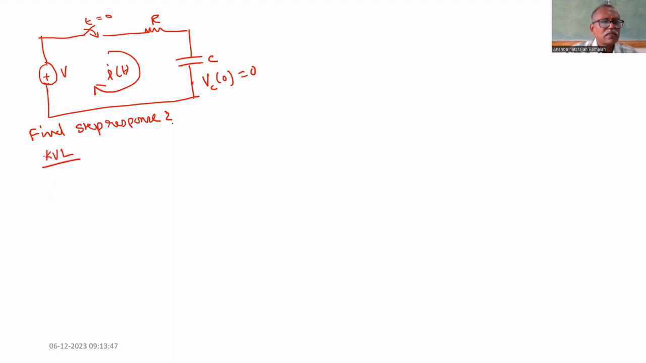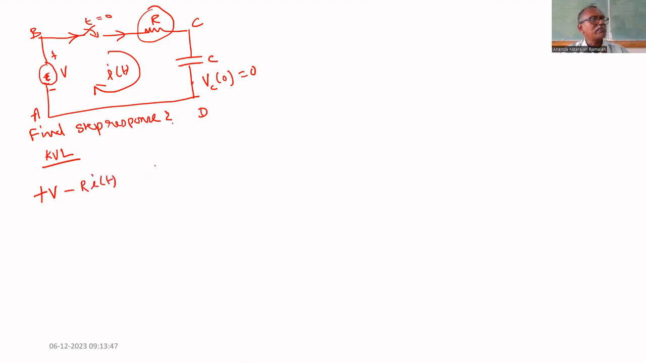Here we are traveling from minus to plus. We are traveling from A to B, then C, then D. So we are traveling from negative to positive across the voltage source. That's why plus V. A drop across the resistance. We are traveling along current direction. This is the current direction. That's why minus R I of t.